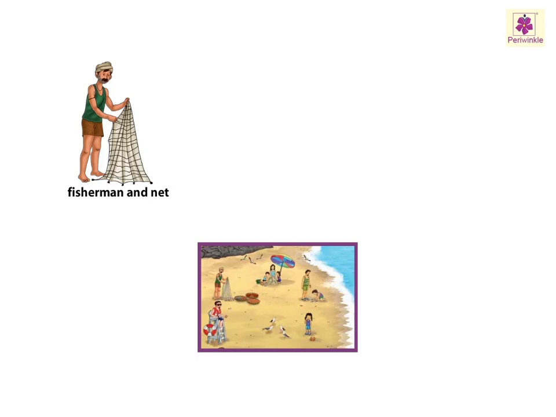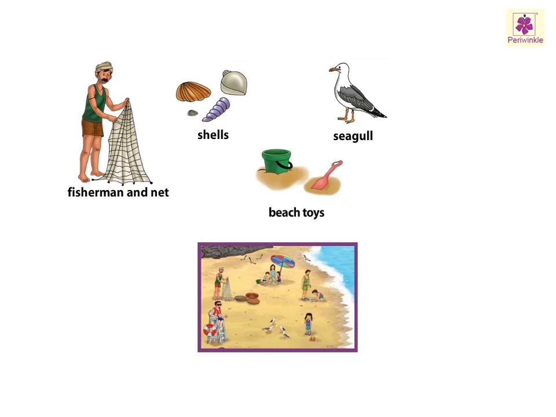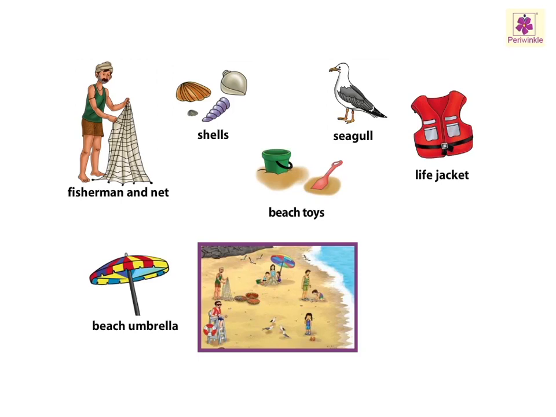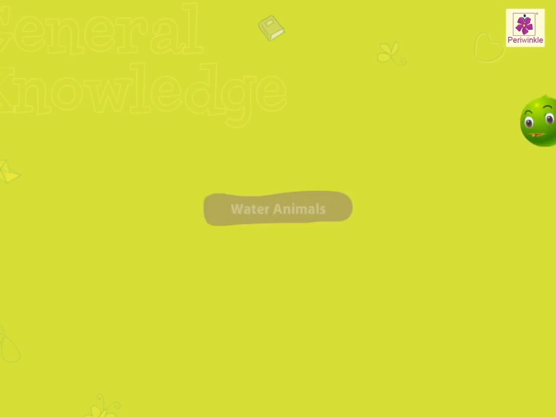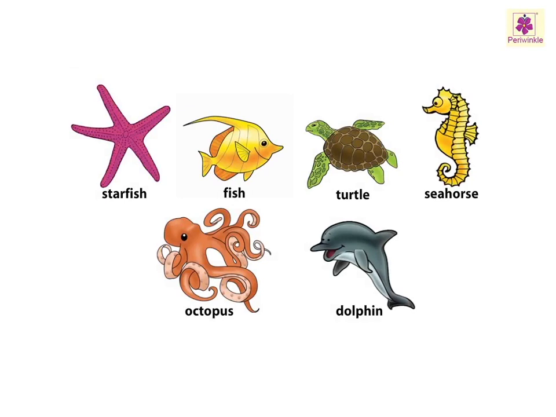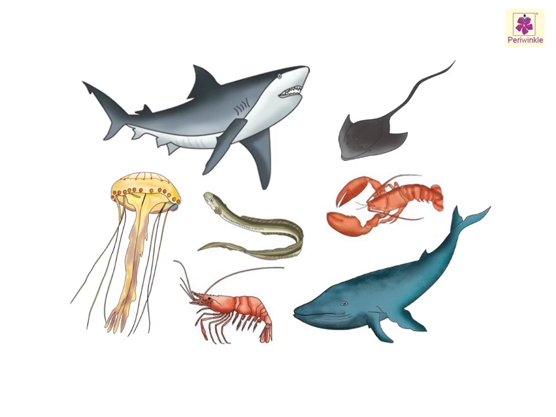Shells. And seagull. Beach toys. Life jacket. Beach umbrella. Lifeguard. Water animals. We have seen some water animals in book A. Let's look at some more water animals.